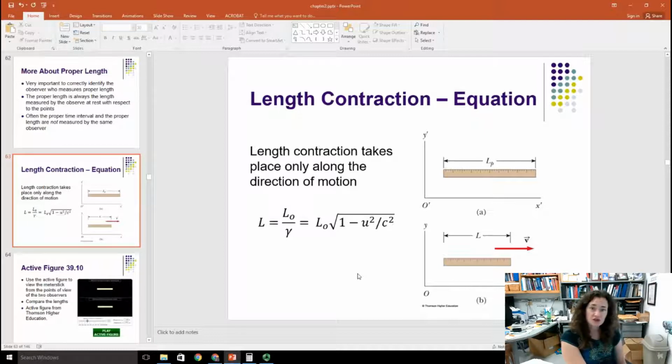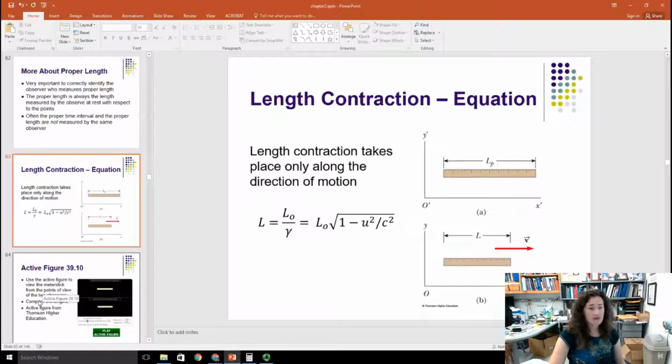The equation for length contraction is given here in this slide. L, which is the contracted length, is equal to L naught over gamma, where L naught is the proper length, okay, and gamma is 1 over the square root of 1 minus u squared over c squared. Now because gamma is in the bottom of the fraction, when you solve through for this, you get L is equal to L naught times the square root of 1 minus u squared over c squared.